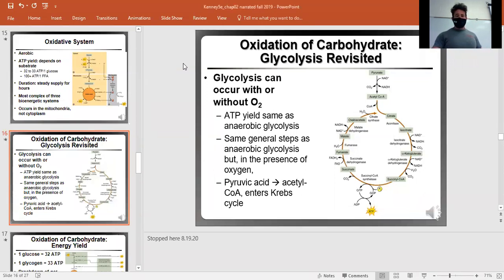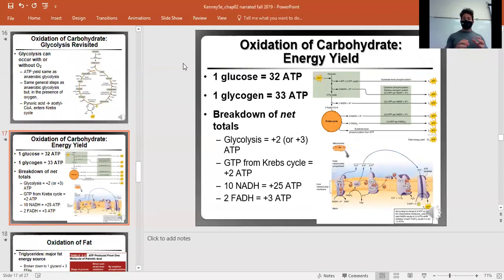Once this occurs, we can take the products of that, NADH and FADH2, and send those into the electron transport chain. After going through the five different complexes, where we effectively create an electrochemical gradient that is all caused by protons being shifted from the matrix to the intermembrane space, we are in turn going to be able to get a lot of ATP.